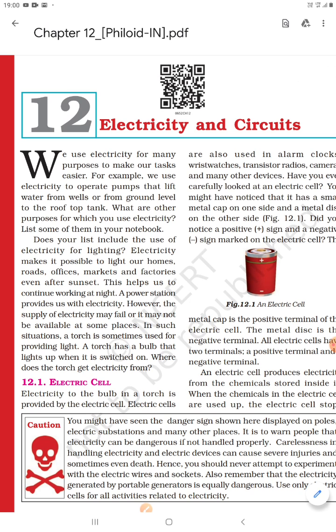And we know that this electricity is provided by a power station. However, the supply of electricity may fail or it may not be available at some places. In such situations, we use a torch for providing light. And as we know, a torch has a bulb that lights up when it is switched on. So this is a use of electricity. We will discuss something about electricity in this chapter.